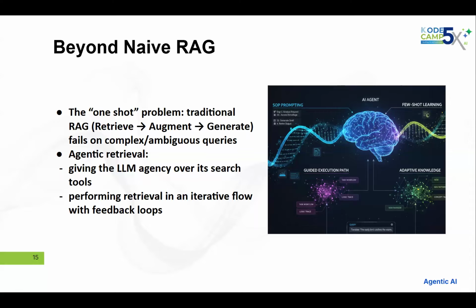Some persons call it agentic RAG. The major difference here is that the agent has agency, the LLM has agency over which tools to use for the retrieval, and is able to perform the retrieval iteratively based on feedback loops. So it can determine when the retrieved information is adequate and relevant, or otherwise, and then it takes appropriate action based on whichever situation it is.